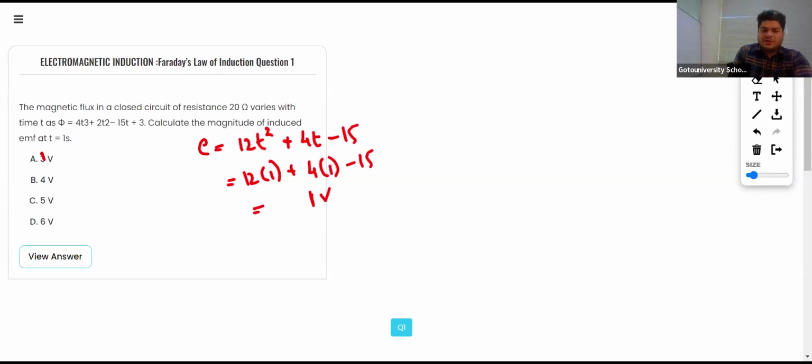So I will change the option. Yes, the option will be A. I think there was some typing mistake here. Okay, so the answer will be what? Your answer will be option A, that is 1 volt. Okay. I will check and update in the portal.